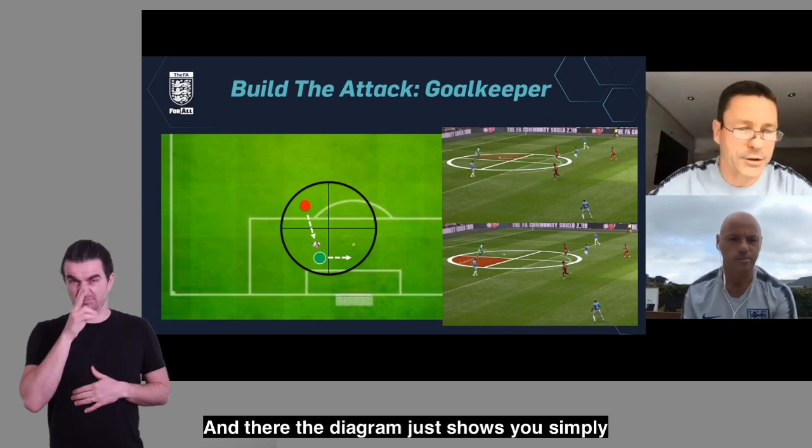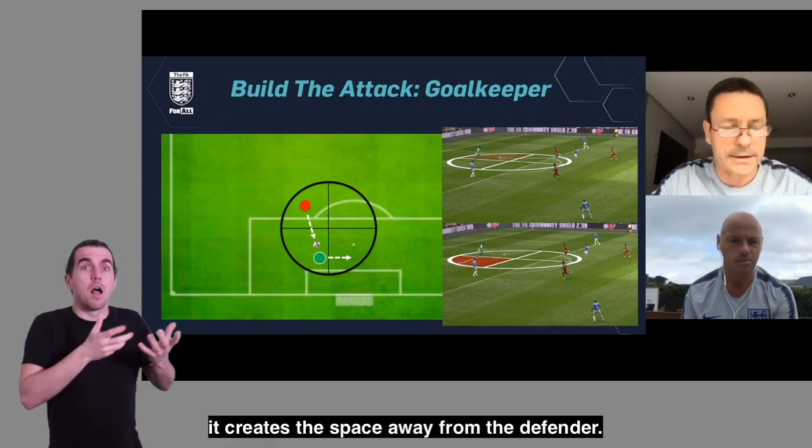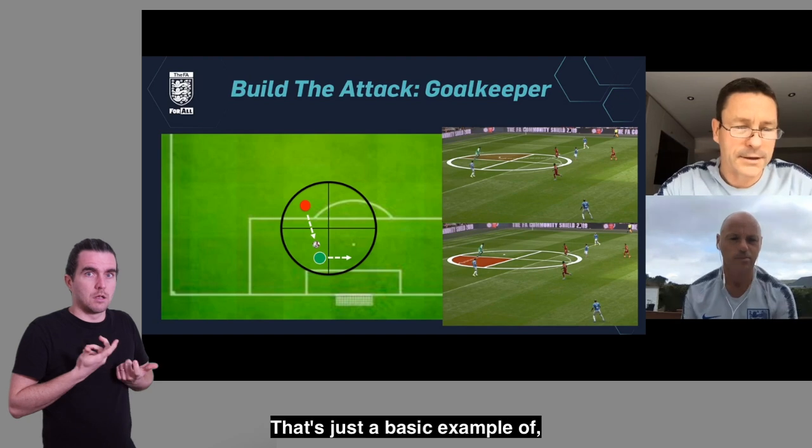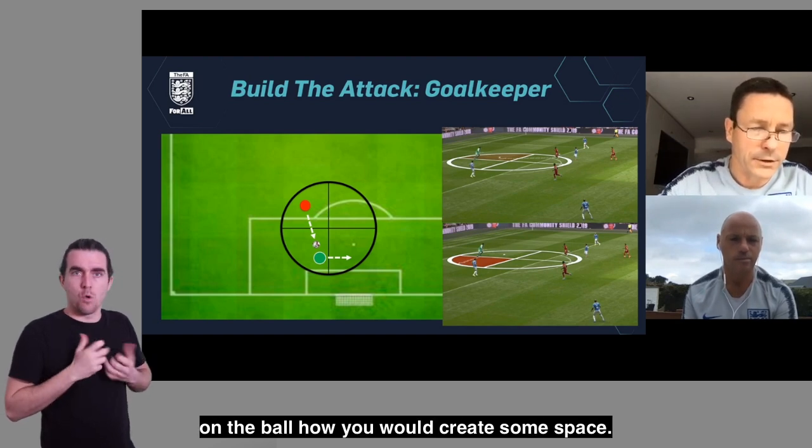And there, the diagram just shows you simply, he's able to take the ball to the side. It creates the space away from the defender. So that's just a basic example of on the ball how you would create some space.